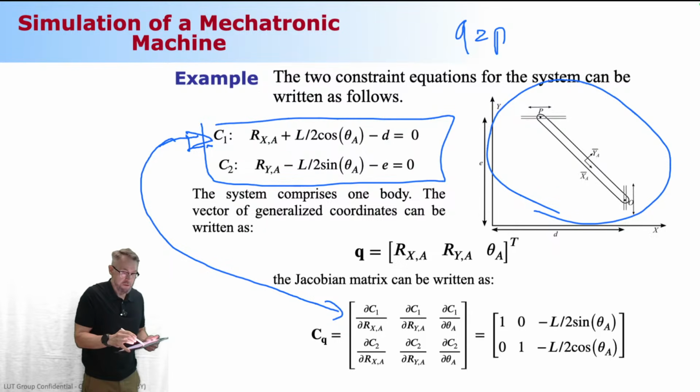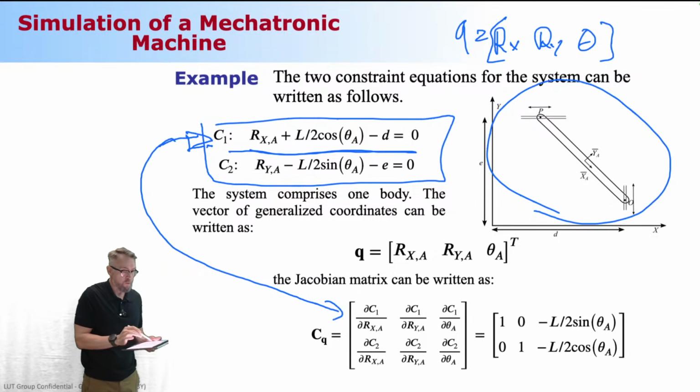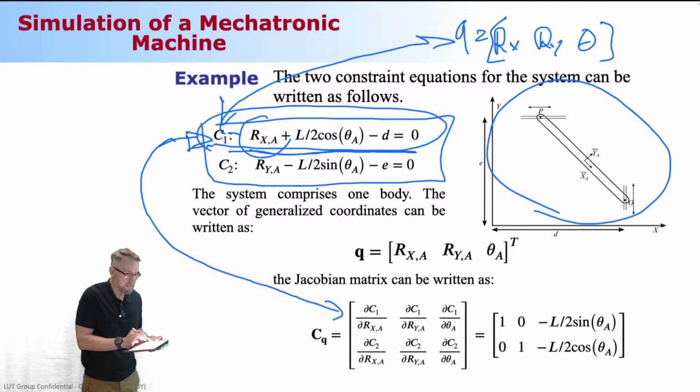Okay, so these generalized coordinates are rx, ry, and theta. These are my unknowns. So what I'm going to do is differentiate this with respect to my unknowns. First, my first constraint equation differentiated with respect to this one. What's that going to give me? Nothing but 1. Then I'm going to differentiate this with respect to ry. Not mentioned here, so it's going to be 0.